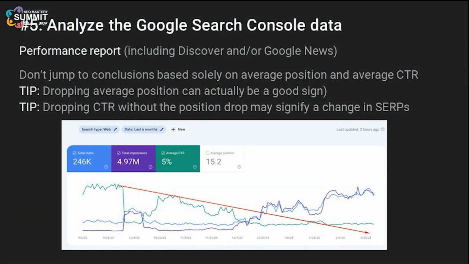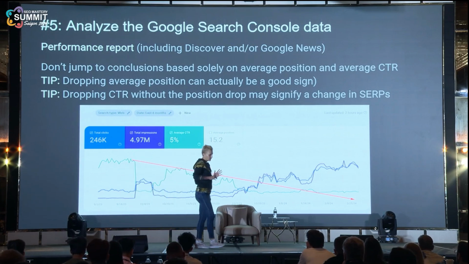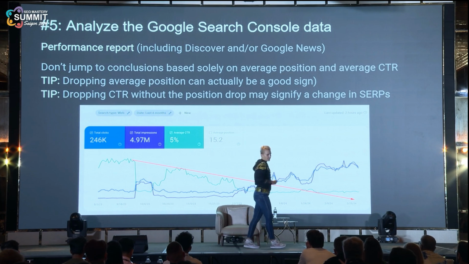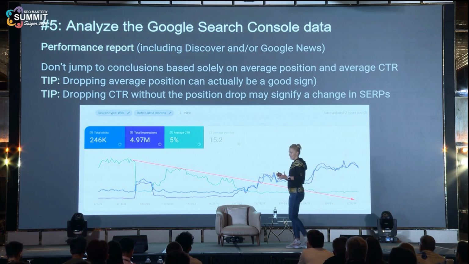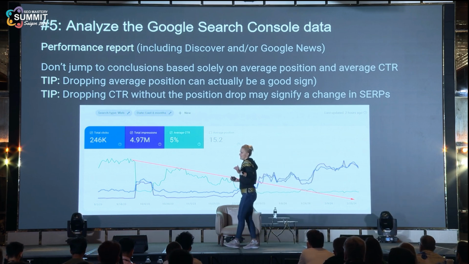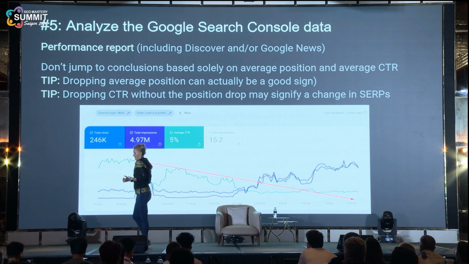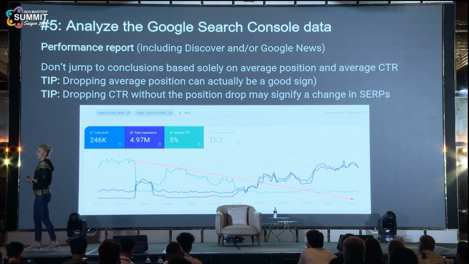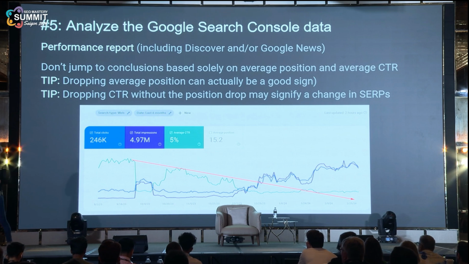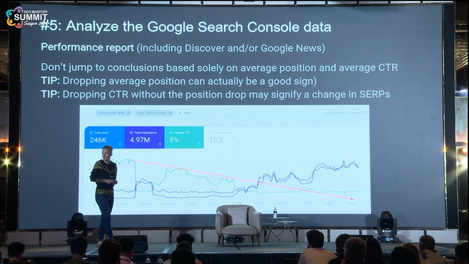Another thing, performance report, also something that gives you some preview of what's going on in terms of organic search. But of course, you have to be aware of some limitations. And here are some tips based on my experience. For example, dropping average position can actually be a good sign, because the average position may be going down because the site is getting new and new keywords, and it's starting to rank for new keywords. And usually when the site starts to rank for new keywords, it will start ranking on lower positions. So this is one tip.